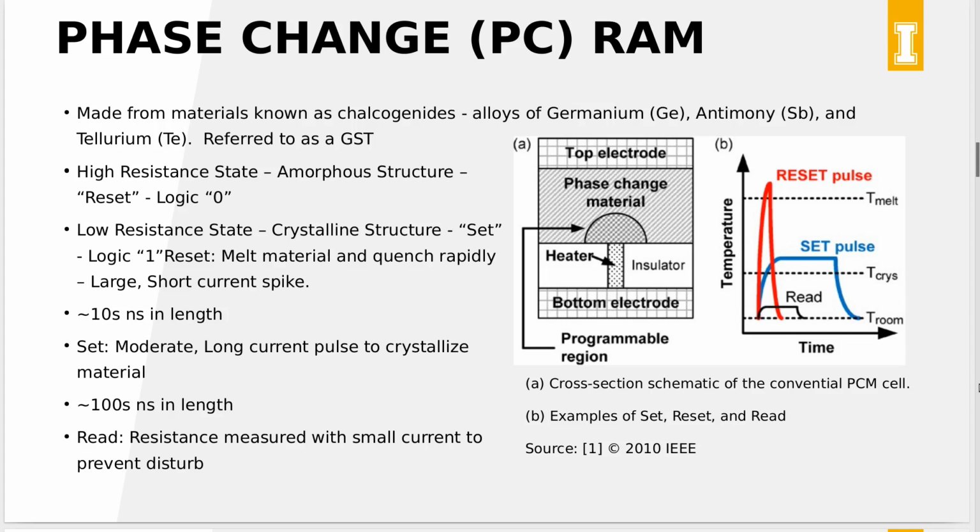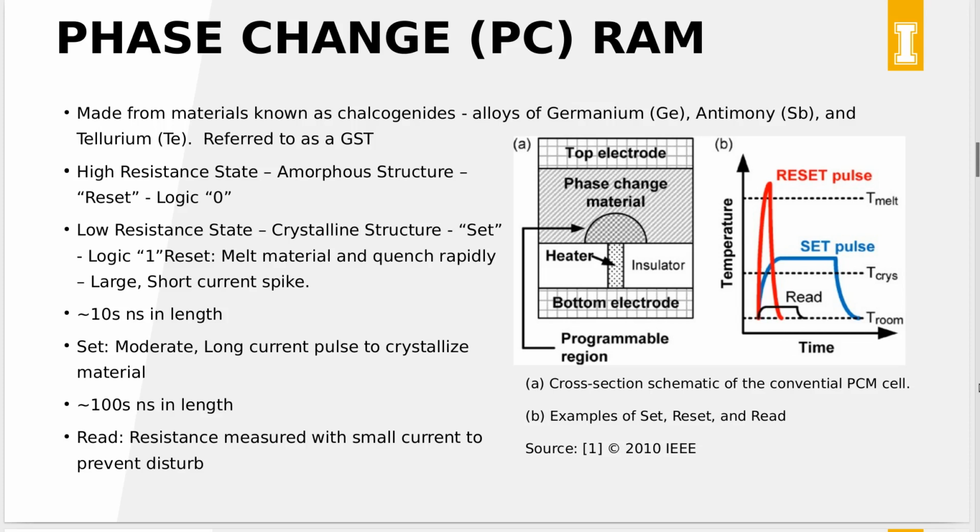In order to reset to the amorphous state, the material is heated up very quickly with a high current pulse that is translated into a high temperature and then quenched rapidly. This is a very large, short current spike and typically takes in the tens of nanoseconds time scale.